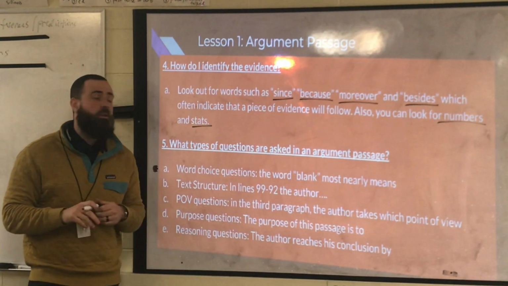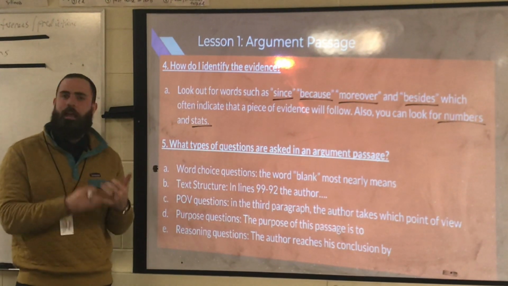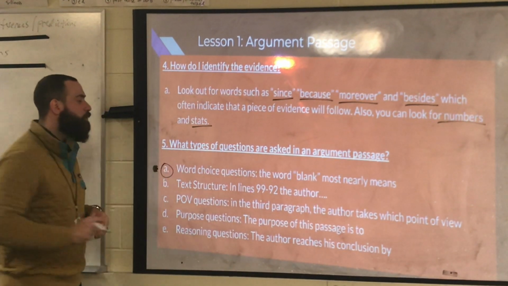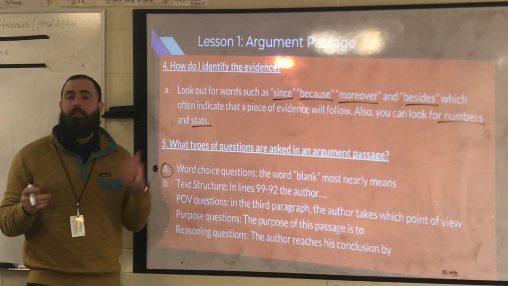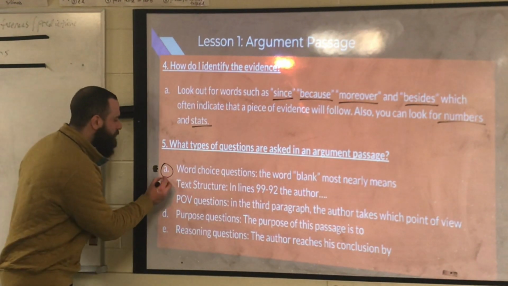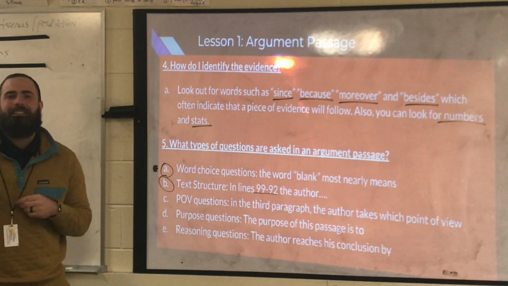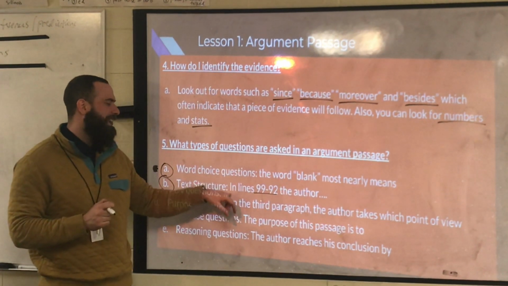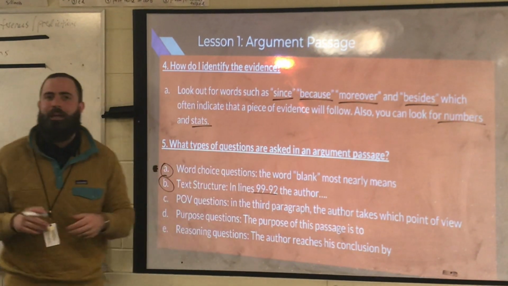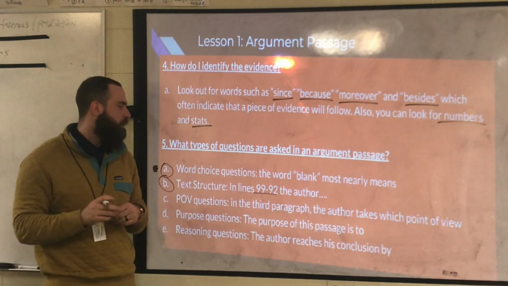Now, what types of questions are you going to see based on an argument passage? Again, if we go back to our notes, we said it's very common in history and science, which you'll see in the reading passage. But you will get word choice questions, that's our words in context, the first lesson, where the word blank most nearly means. You will get text structure. You will see this, where it will ask you to go back into the text. Anytime you see a question that says in lines 99 to, that should maybe be 98 or 102, whatever it is, that should tell you first things first, go back to that line, because it's asking specifically about it.